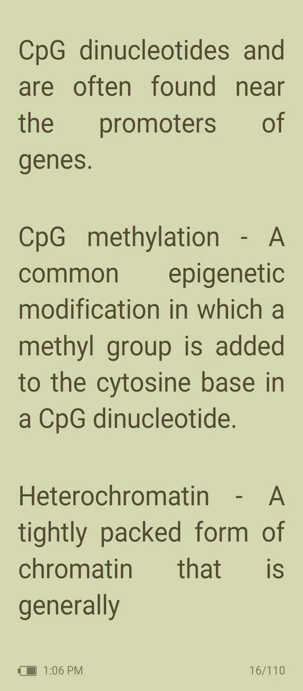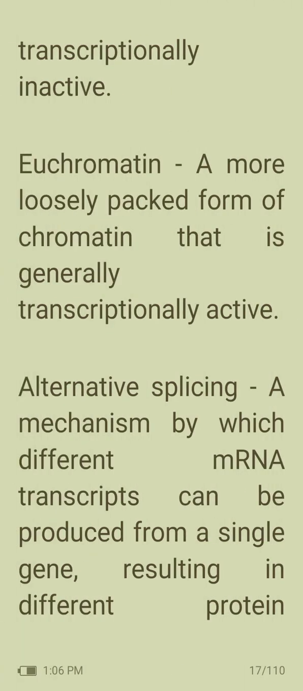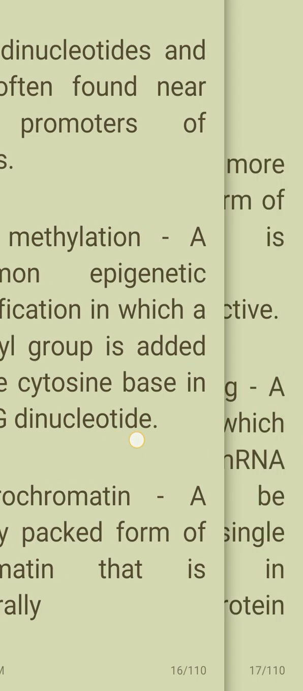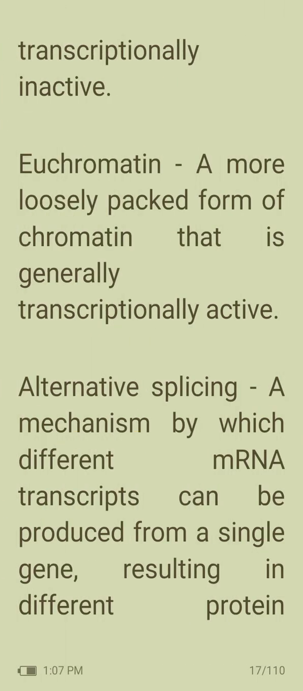CpG methylation, a common epigenetic modification in which a methyl group is added to the cytosine base in a CpG dinucleotide. Then heterochromatin region, a tightly packaged form of chromatin that is generally transcriptionally inactive. Heterochromatin is a transcriptionally inactive, highly condensed region. There are two types of heterochromatin, facultative and constitutive heterochromatin. And next, euchromatin, a more loosely packed form of chromatin that is generally transcriptionally active.